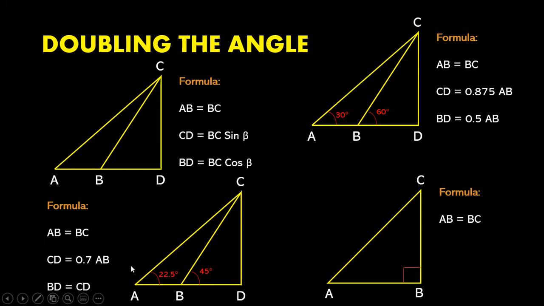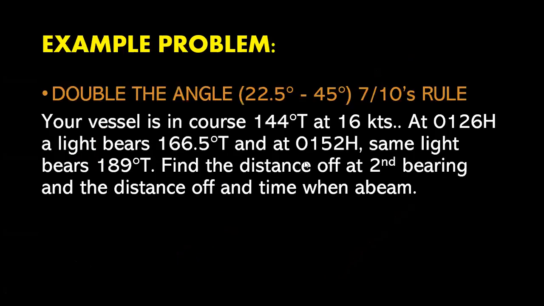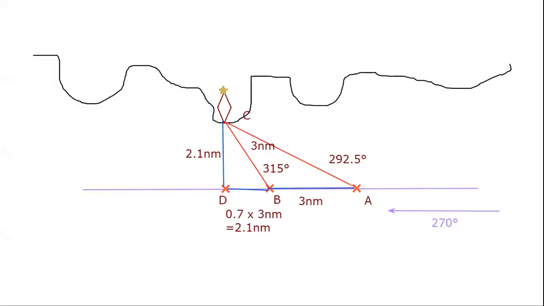So to energize our brains more, I have here a given example. I have a problem that we will solve to sharpen our knowledge, especially in mathematics. Here's the example for the double the angle, 22.5 degrees to 45 degrees or 7/10's rule. It says your vessel is on course 144 degrees true and 60 knots. At 01:26 hours, a light bears 166.5 degrees true. And at 01:52 hours, the same light bears 189 degrees true. Find the distance at second bearing and the distance and time when abeam. So how do we do this, class? Okay, let's go to the whiteboard.